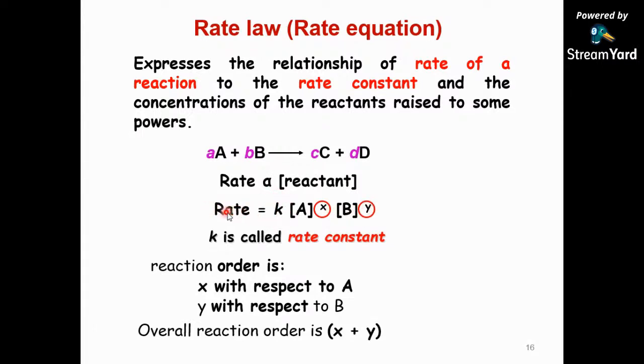Rate, this one you learned just now. Rate is directly proportional to the concentration of reactant. X, Y is the order with respect to, X is with respect to the concentration of A. Y is the order of reaction with respect to the concentration of B. And the overall reaction order is X plus Y. This is theory. We have to do some exercises in order to help you understand what is rate law.